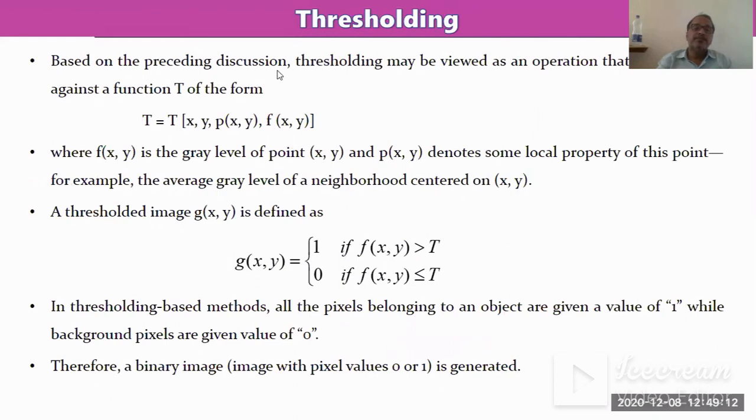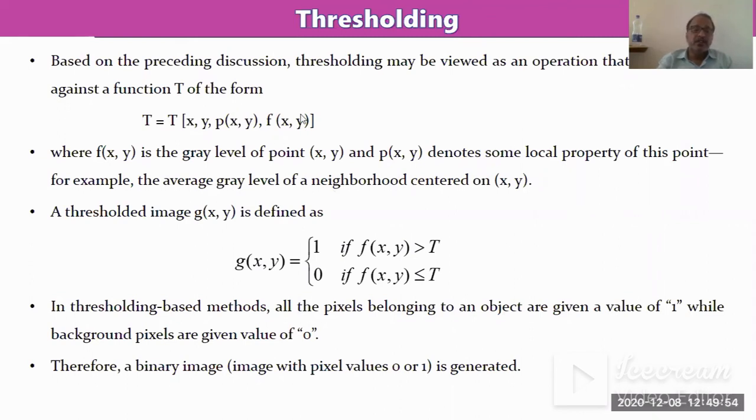Based on the previous discussion, thresholding may be viewed as an operation that involves tests against a value T. We can write the function as T equals T of x, y, p of x,y, and f of x,y. This is the functional representation of the thresholding concept, where f(x,y) represents the gray level of the point and p(x,y) denotes some local property of this point, for example the average gray level of the center value, or whatever it may be.